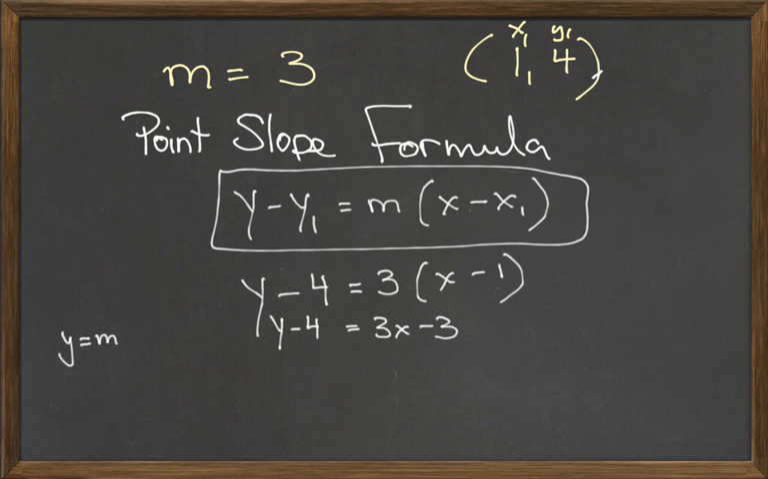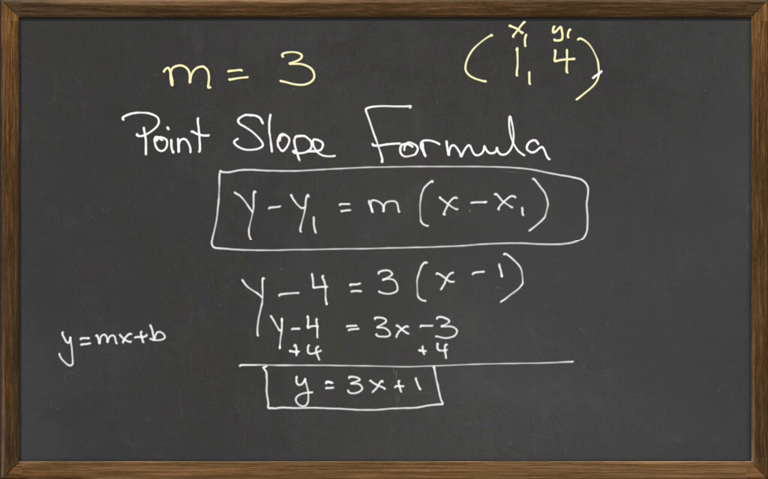What do we need to get to? We need to get to y equals mx plus b. We're almost there. How do we get to that? Add the 4 to both sides, and you can now combine like terms. y equals 3x plus 1. And there is your equation of the line.